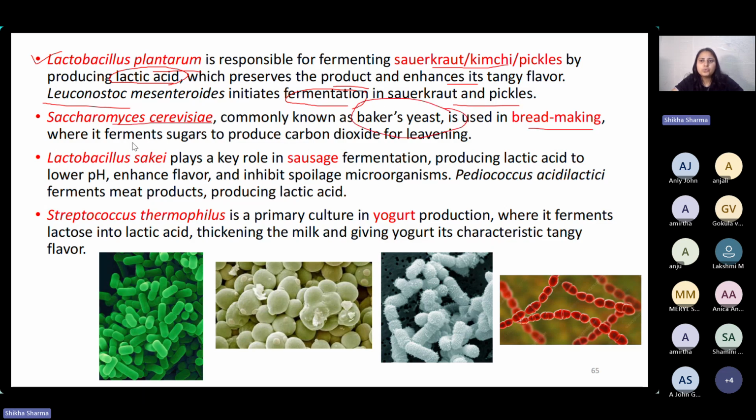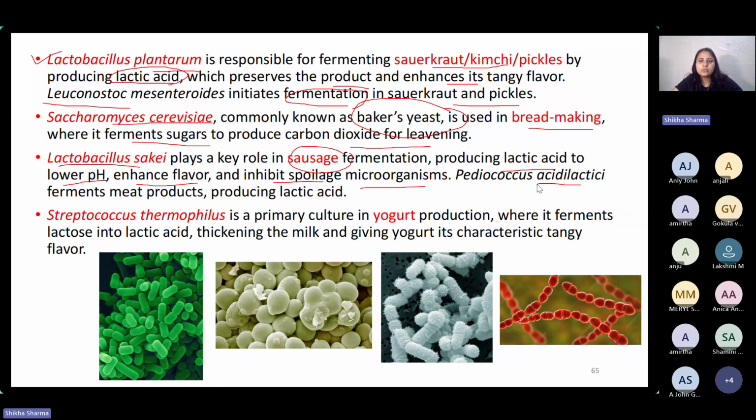And Saccharomyces cerevisiae, also known as baker's yeast, is used in bread making, and it is used to ferment the sugars, and it will produce carbon dioxide, which will act as a leavening agent, and because of that, bread will be fluffy or airy. Then Lactobacillus sakei plays a role in sausage fermentation because it produces lactic acid and reduces the pH to enhance the flavor, and it also inhibits the spoilage causing microorganisms.